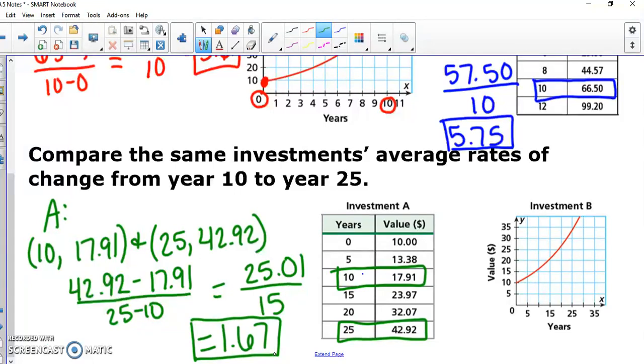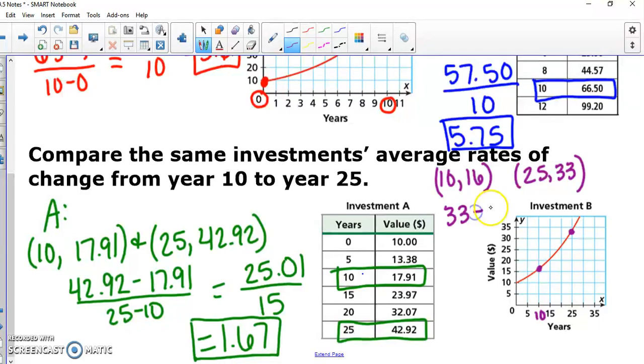Now I'm going to do the same thing for investment B. Again, I'm only interested in years 10 through 25, so here's my year 10. That would be about right here, and year 25 looks to be about right there. I'm going to have to just do my best to estimate. This looks to be at about 16 for that first point, and this one looks to be at about 33. As long as you're close, that'll be fine. So go ahead and find your rate of change.